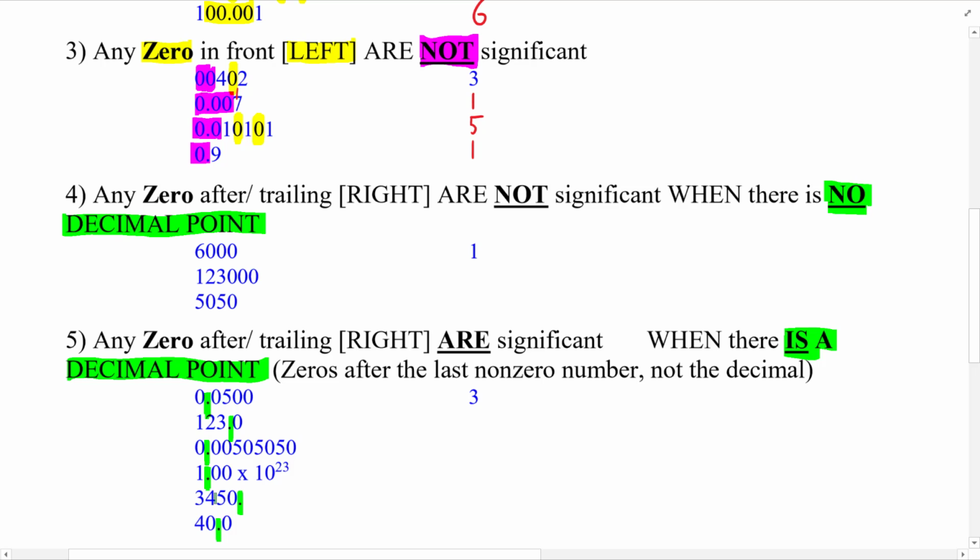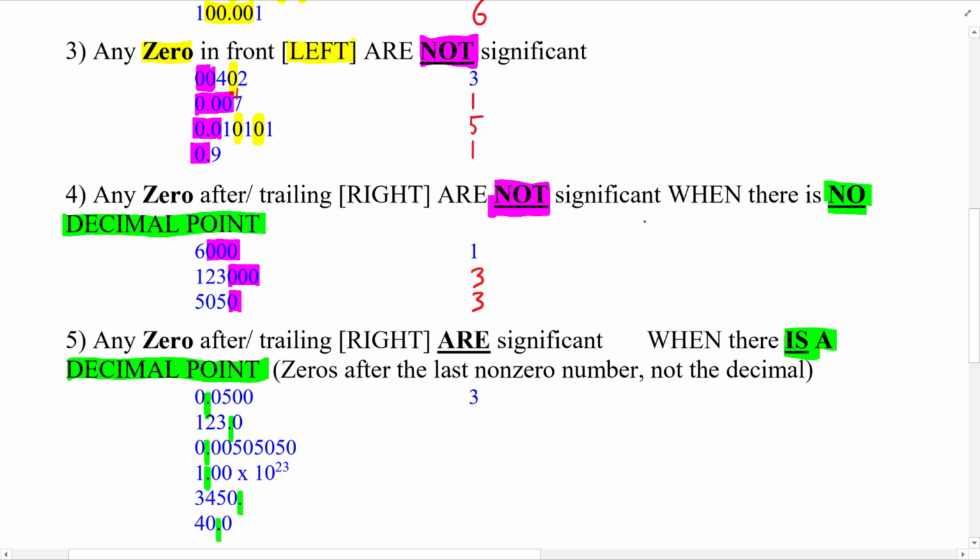So rule 4 is when there's no decimal point, and it is again a no. They are not significant. So that means highlighting, these are not significant. These are not significant. That is not significant. Any 0 to the right of a significant number are not significant if there is no decimal point. So how many sig figs do we have? This will be 1 is the first one, this will be 3, and this will again be 3.